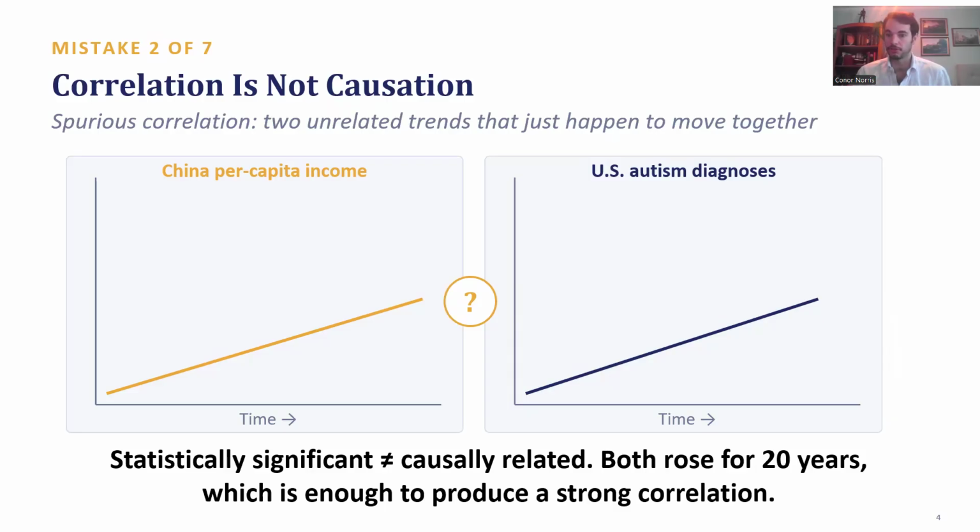This is called spurious correlation, and it's a reminder that a strong, statistically significant coefficient by itself is not proof that one thing is causing another.